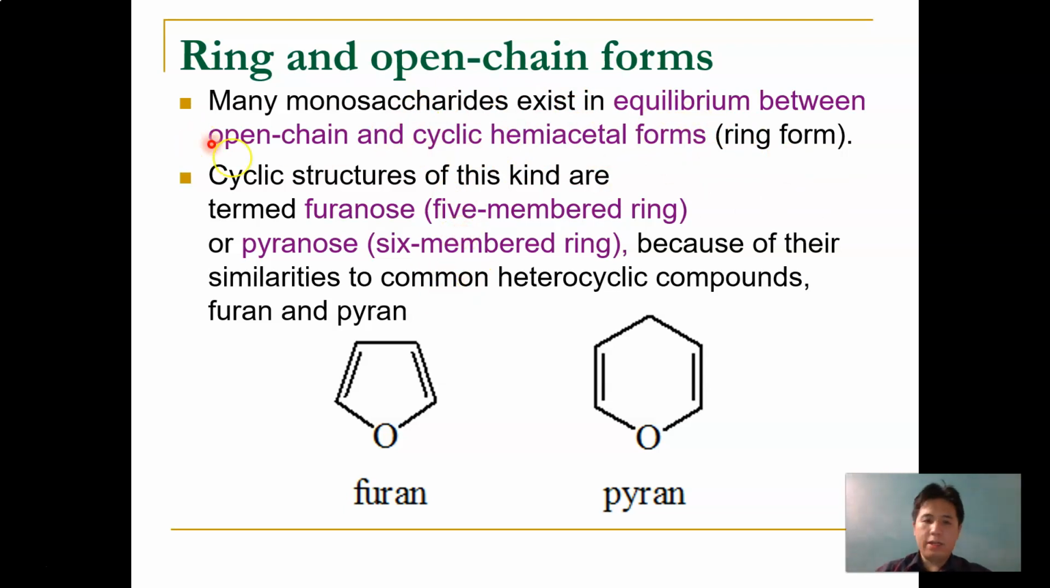And sugars can be in the furanose or pyranose form, which are the 5- and 6-membered ring forms. So these two are stable. The furanose and pyranose are named after the compounds furan and pyran. Furan and pyran are not sugars, but they have a ring structure that's similar to sugar, and they have the oxygen in the ring. That's why they call it furanose and pyranose, because it's somewhat similar to furan and pyran.